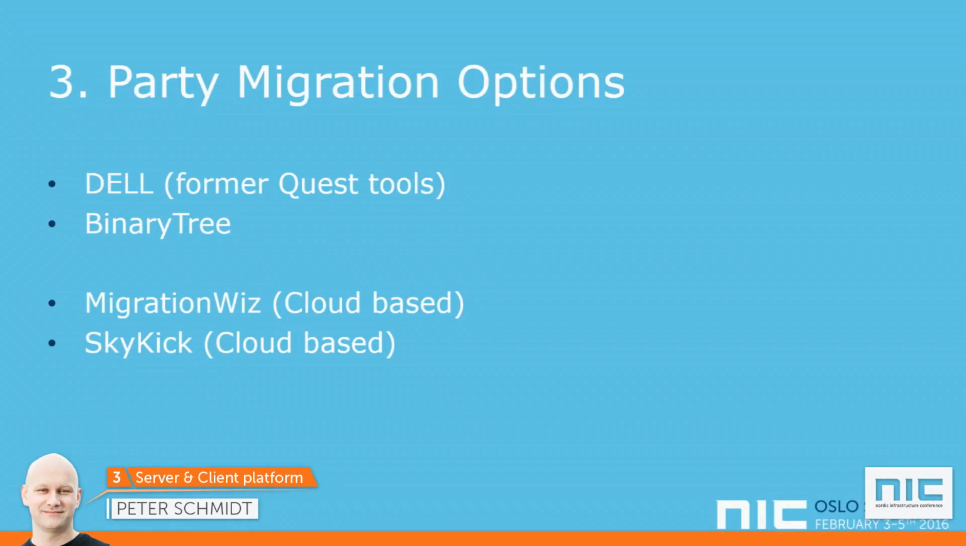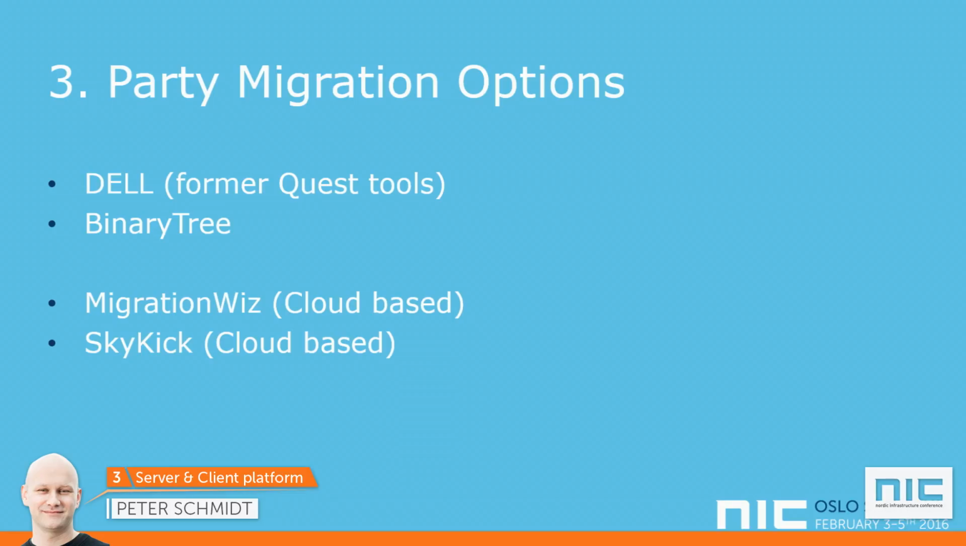There are other options going to Office 365 though. We don't have to go the hybrid way. We can use other third-party tools, and those best known would probably be formerly Quest Tools, which is now Dell. They have a lot of migration tools. Binary Tree has some great tools on migration as well, also offerings where you can take mailboxes from on-prem and move them into Office 365. Both of those two require servers or something to be installed on-prem.